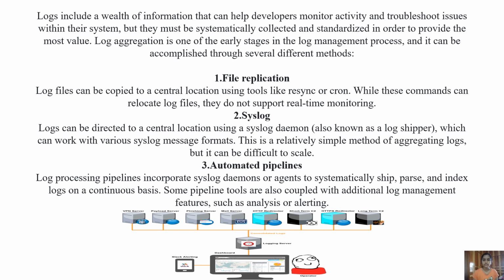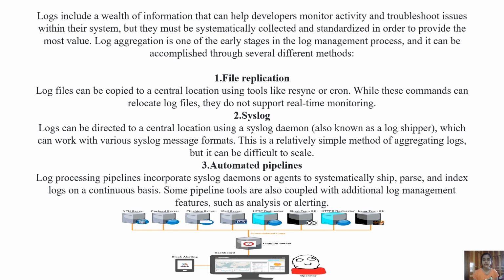Log aggregation is one of the early stages in the log management process, and it can be accomplished through several different methods. The first one is file replication. Log files can be copied to a central location using tools like rsync or cron. While these commands can relocate log files, they do not support real-time monitoring.